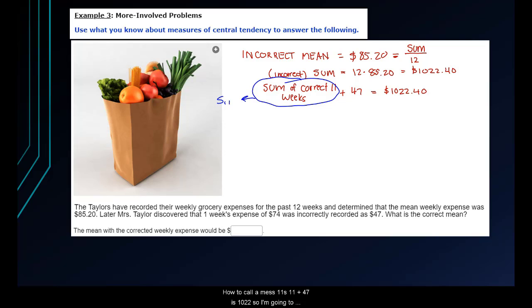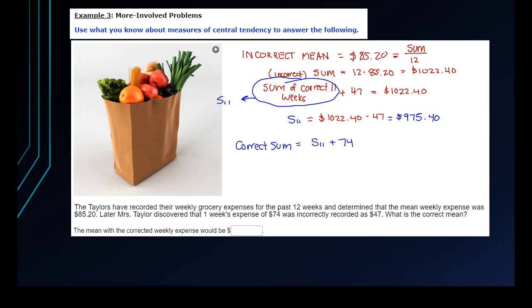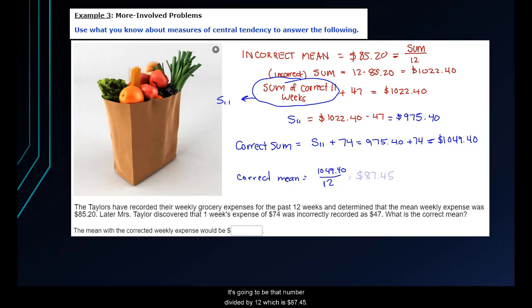S11 plus 47 is 1,022.40. So I want to take away that 47. So the sum of the 11 correct entries was 975.40. Now, the correct sum is going to be that S11 plus 74, which is going to be $1,049.40. And now the mean is going to be that number divided by 12, which is $87.45.